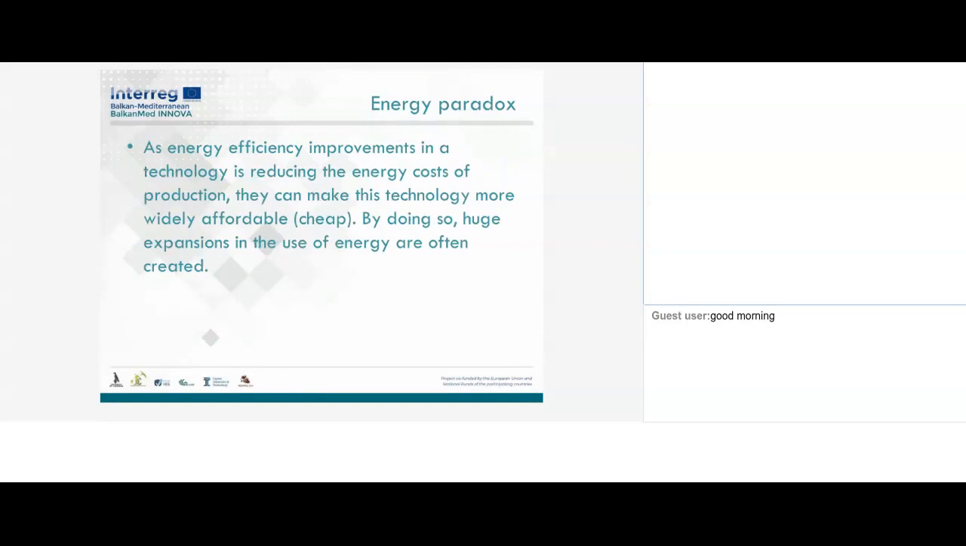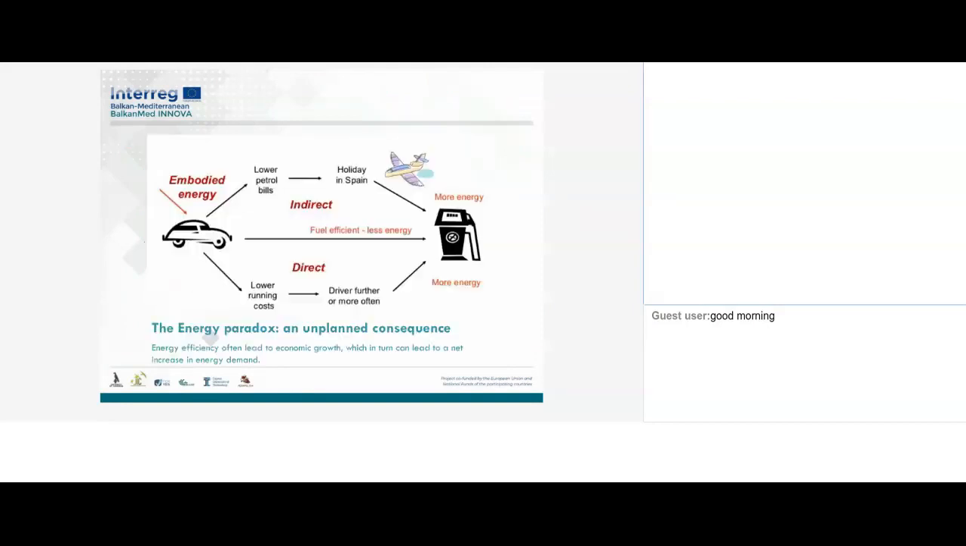As energy efficiency improvements in technology are reducing the energy cost of production or the energy cost of using a technology, they can make this technology cheaper, more affordable. And by doing so, some people would be keen to use it more often compared to the past. So we're expecting huge expansions in the use of energy.